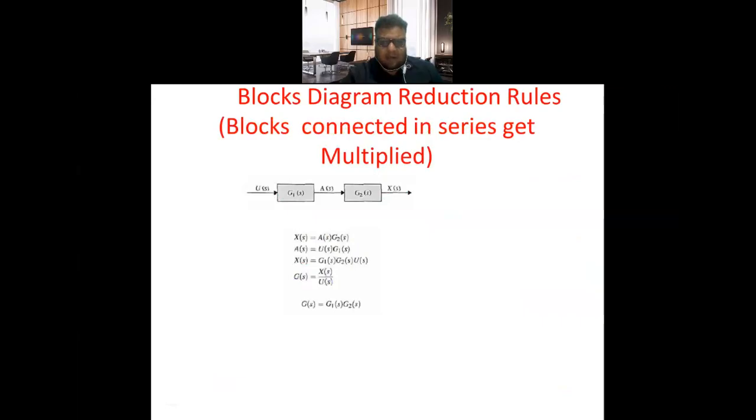If the two blocks are arranged in series, you can see over here we have two blocks which are arranged in series. So here you can see this is G1 of S, G2 of S. So if you write X of S, in series the signal will get, straight away you get X of S in the form of A of S into G2 of S. Similarly, A of S is nothing but U of S into G1 of S. Now X of S can be written as a combination of G1 of S and G2 of S straight away from this, and this is very simple. I hope you must have understood it.